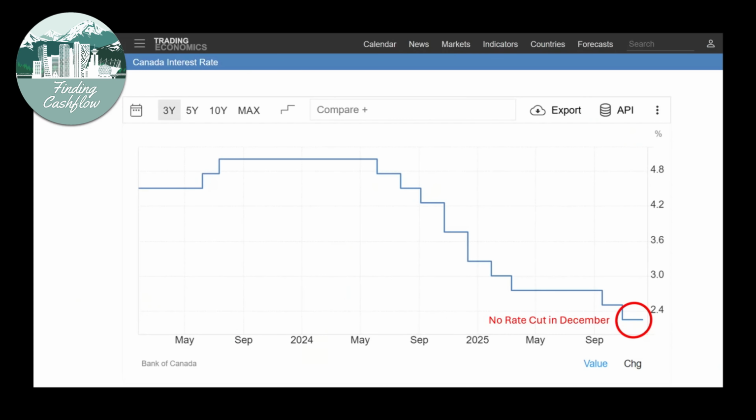So why did the fixed rate mortgage jump so much in December when the Bank of Canada held rates earlier this month? Well, this is because the 5-year fixed mortgage rate here in Canada is dependent on the Government of Canada 5-year bond yield, and not just the overnight rate from the Bank of Canada.